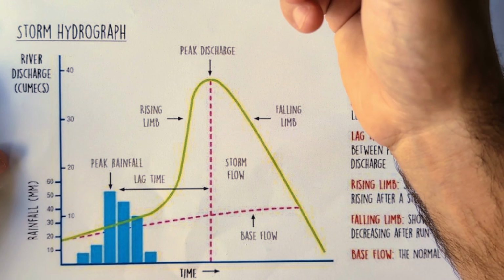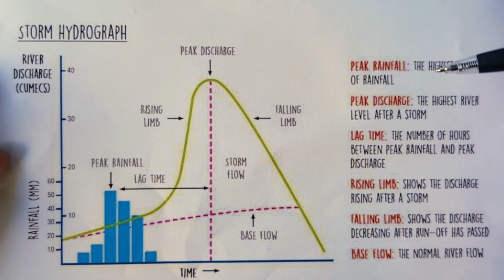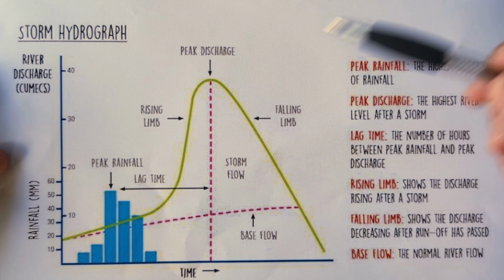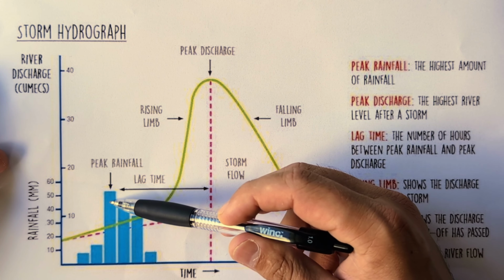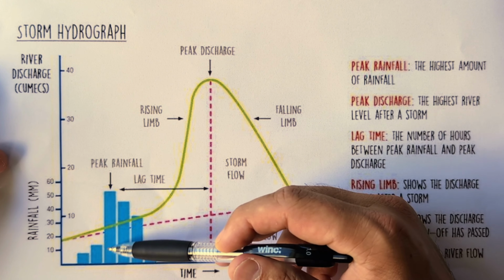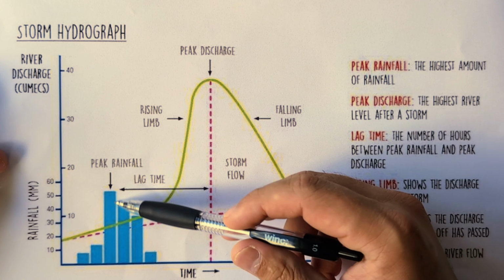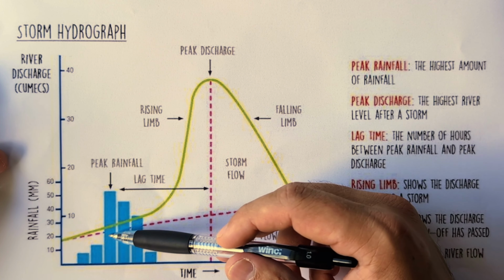Okay? So, let's go through the key terms. Peak rainfall, the highest amount of rainfall. So this is when the level of precipitation is at its most intense. You can see before and after, it's less intense.